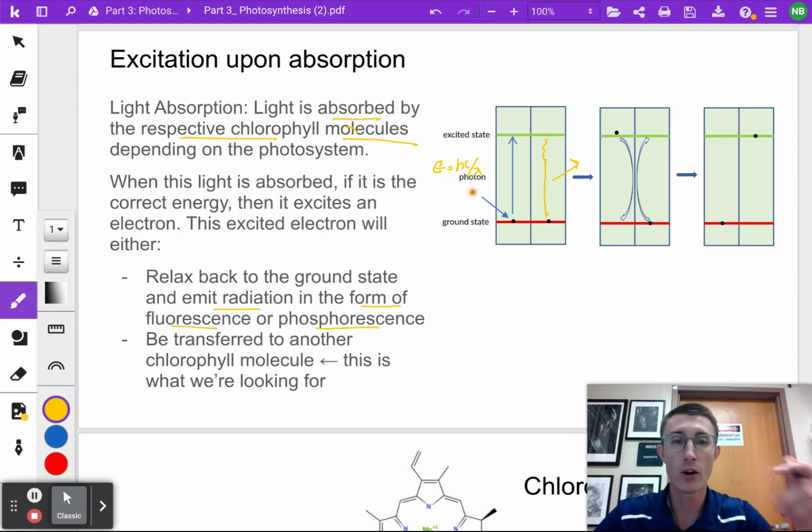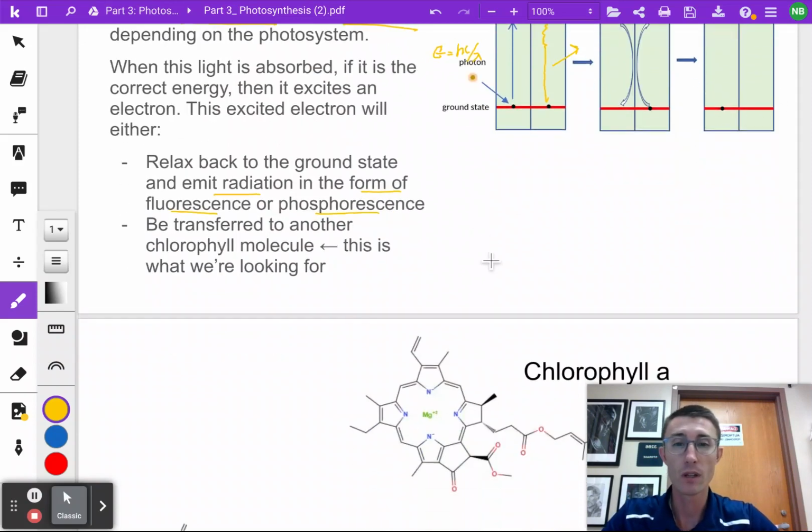The other option is that the energy can be transferred to another chlorophyll molecule. This is what we're looking for in the photosystem to get this process started. So once it's excited, it can be transferred to another chlorophyll.